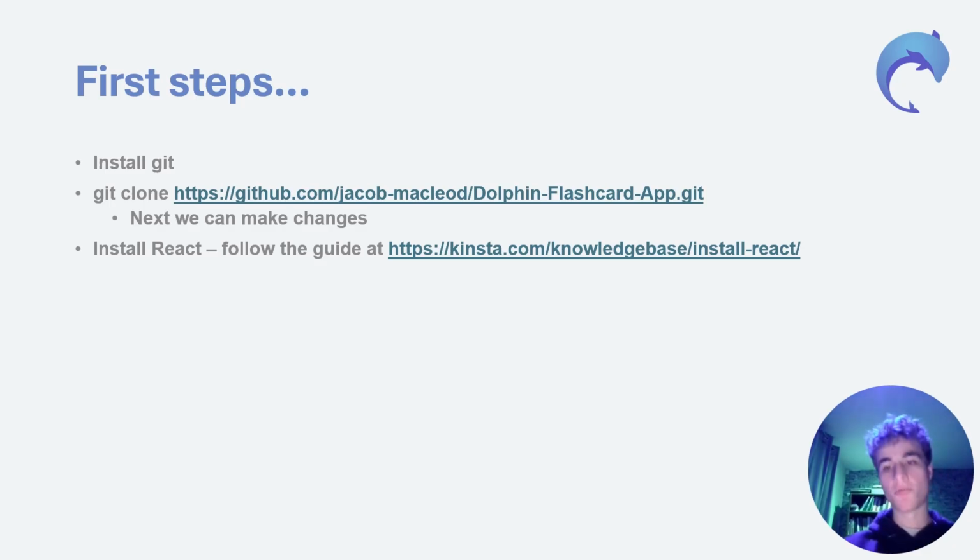So the first steps, once you're developing for Dolphin Flashcards, is first of all to install Git, and to type in the command git clone and then the URL for Git, which you can see here. And again, this will be in the description of the video. And then you can make changes to the code. And to make changes, you need to install React, which you can follow the guide you can see here.